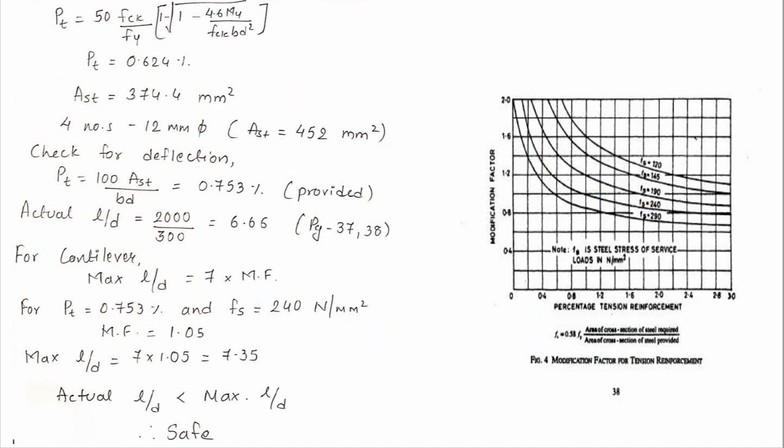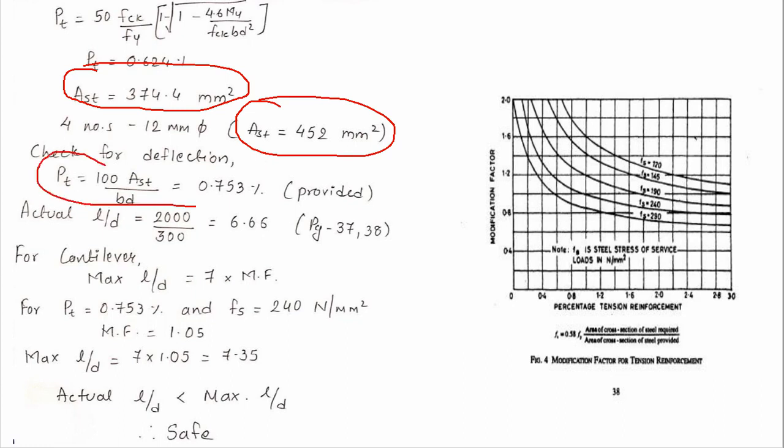Now we need to find PT. Why find PT again? Because we have changed the value of AST. This was the required AST, and we have already provided a greater value, so the PT value will be increased. So we need to find that value again using the same equation, but this time we will be substituting AST as 452 mm square. Substituting this value, we get the answer as 0.753.